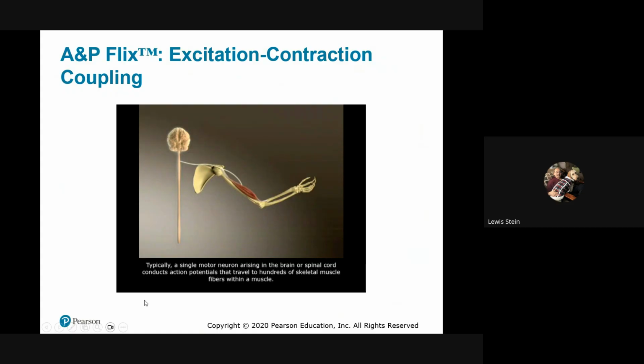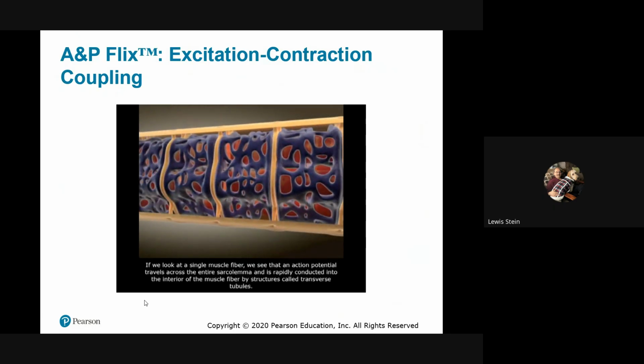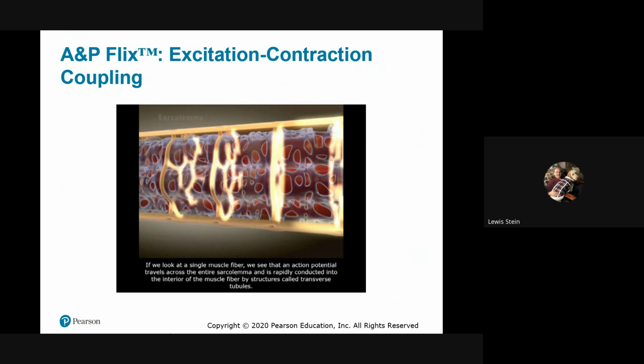Typically, a single motor neuron arising in the brain or spinal cord conducts action potentials that travel to hundreds of skeletal muscle fibers within a muscle. The sequence of events that converts action potentials in a muscle fiber to a contraction is known as excitation-contraction coupling. If we look at a single muscle fiber, we see that an action potential travels across the entire sarcolemma.